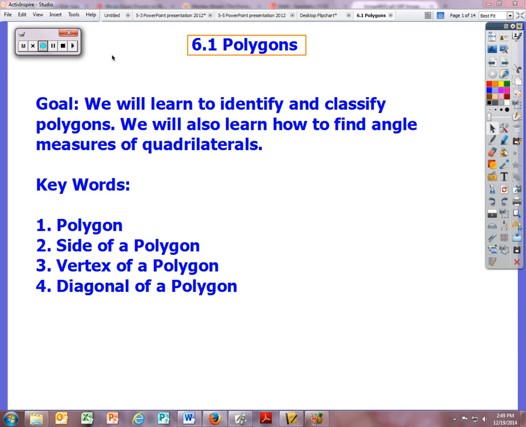But in this chapter, we're going to start looking at polygons in chapter 6. So we're going to learn how to identify and classify polygons in this section and how to find the angle measures of quadrilaterals. A few of the keywords that you're going to be seeing throughout this section are polygon, side of a polygon, vertex of a polygon, and the diagonal of a polygon.